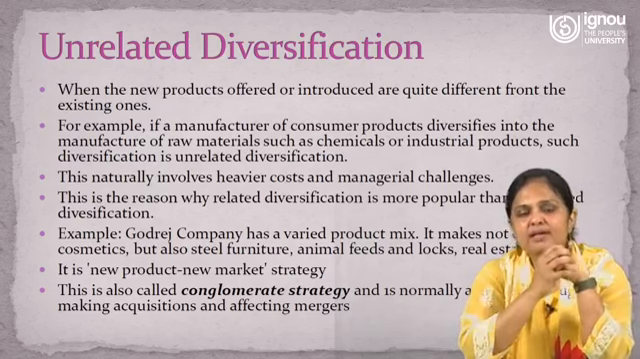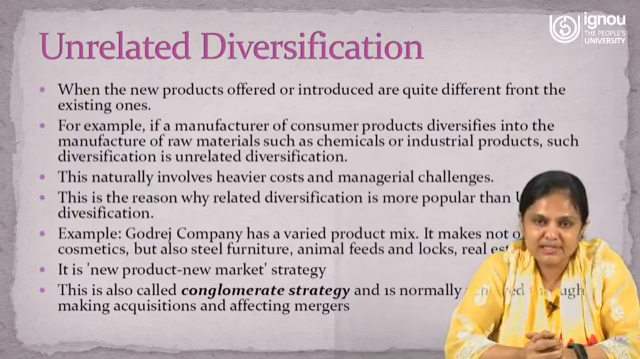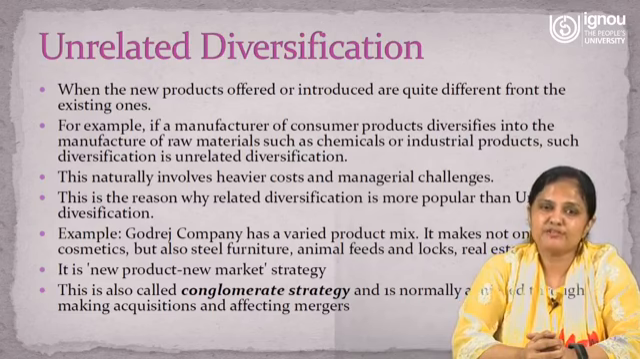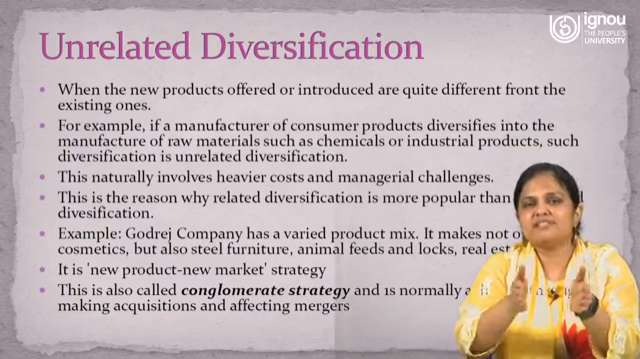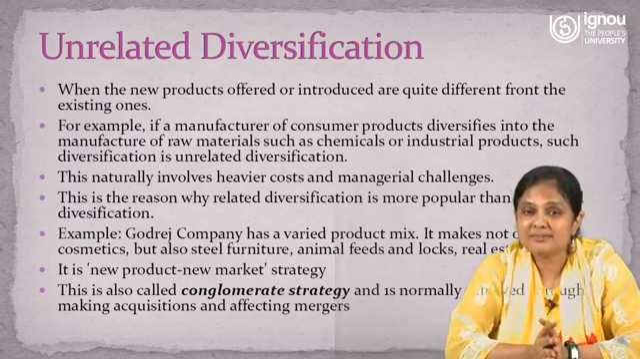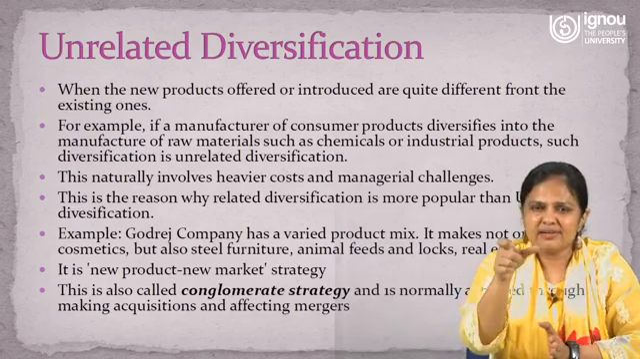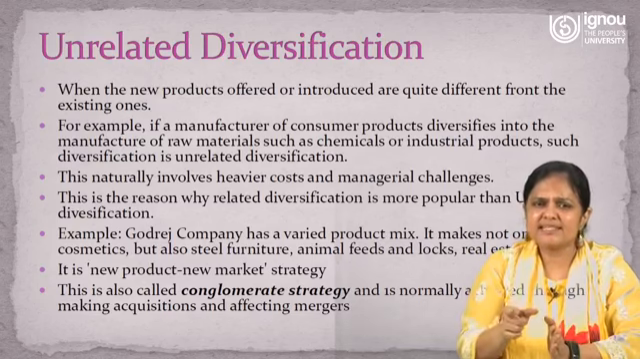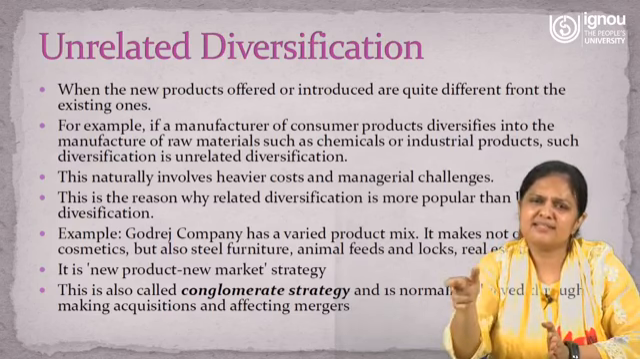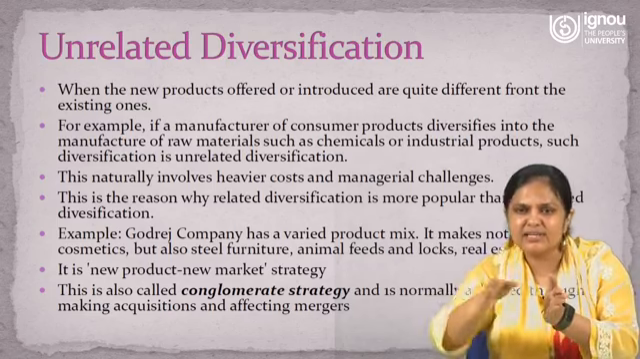Say, for example, if a manufacturer of consumer products diversifies into the manufacture of raw materials such as chemicals or industrial products, this kind of diversification would be unrelated, because earlier it was dealing with consumer products. Now it is dealing with raw materials, chemicals, industrial products. So, they are not related to each other.